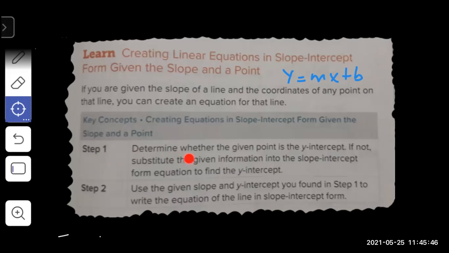Step one, we are going to determine whether the given point is the y-intercept. If it is not, we're going to substitute the given information into the slope-intercept form equation to find the y-intercept. That is the first thing that we're going to do, guys. Then we're going to use the given slope and the y-intercept you found in step one to write the equation of the line in slope-intercept form. This sounds like a tongue twister. So let's have a look at some examples, and we're going to see that this is a piece of cake.